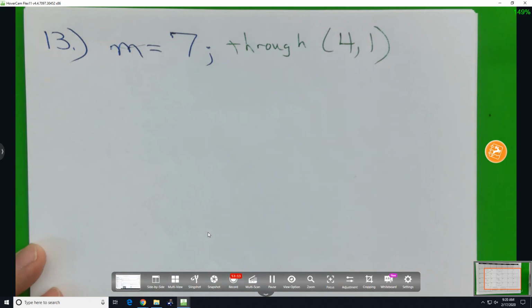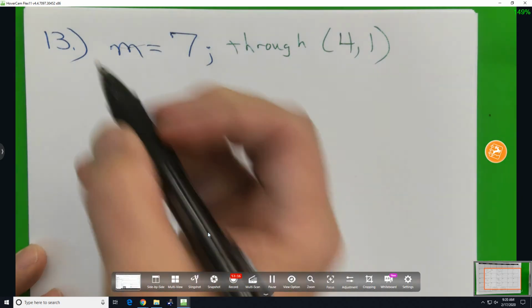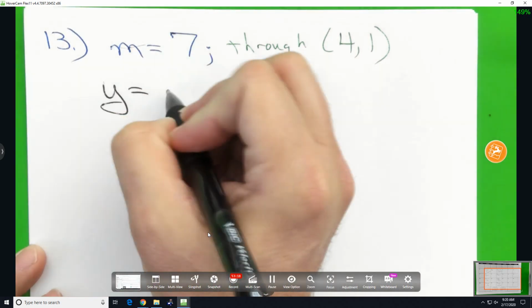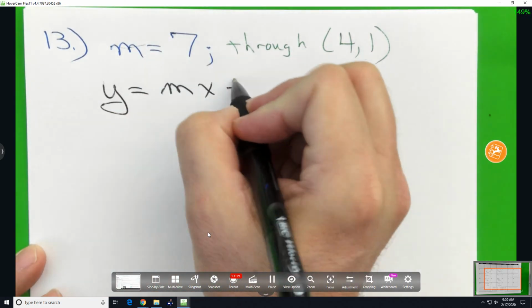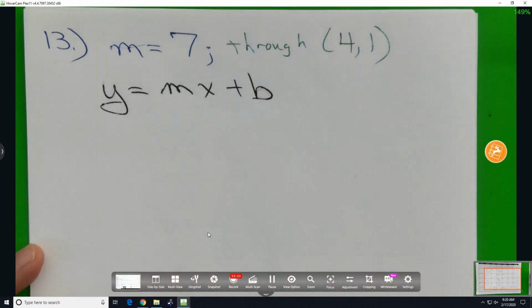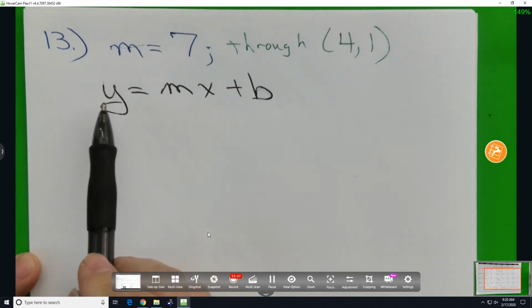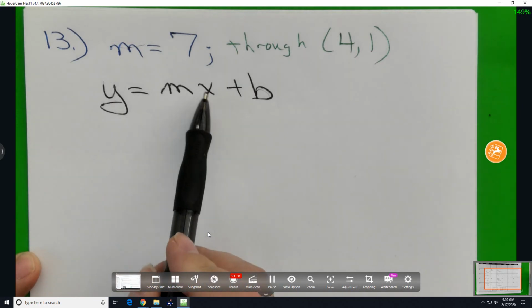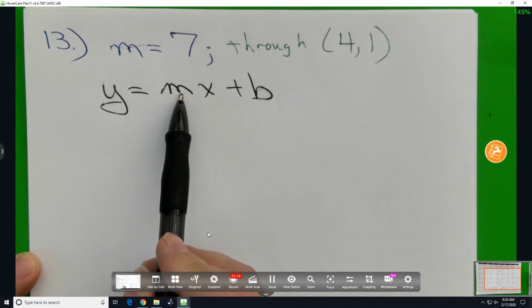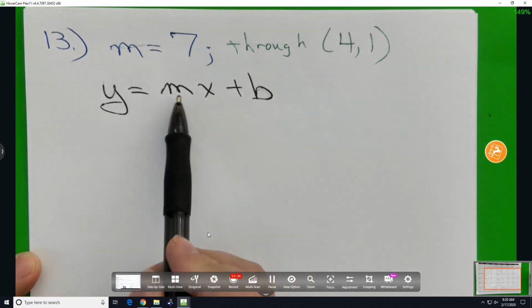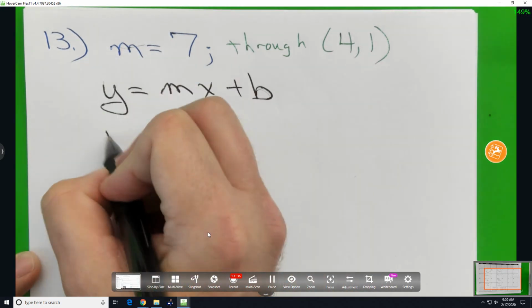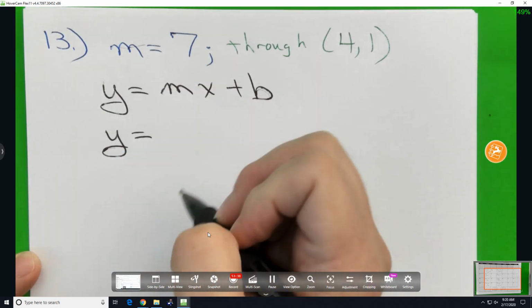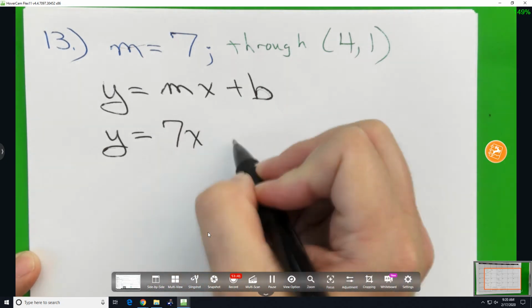So we want our equation in slope-intercept form. Y equals mx plus b. Is that legible? Yes. Okay. Now, our final answer is going to have a y and an x in it. The letters that we don't want here are m and b. And we know m. What are we going to replace m with? 7. So a 7x plus b.